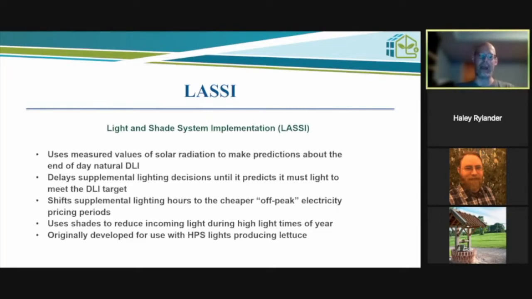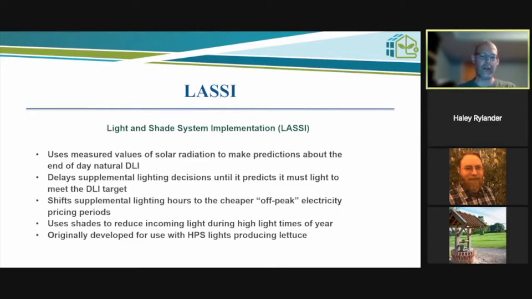One benefit of delaying this is that it shifts the lighting into the later hours of the day, off-peak electricity times when the prices are considerably lower. It also takes into account some shading abilities. It uses that same predictive ability to know that today is going to be a really bright day, so we better pull the shade so that we don't get too much light on the crop, which is a very important consideration in a crop like lettuce, where it can be damaged by too much light, unlike other crops like tomato, which usually benefit from as much light as they can get.